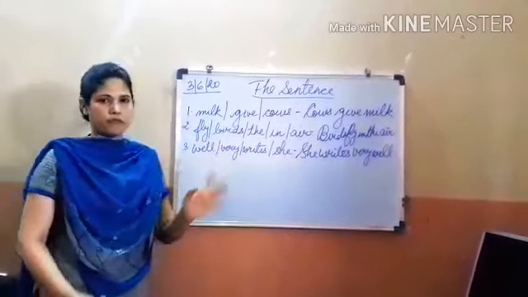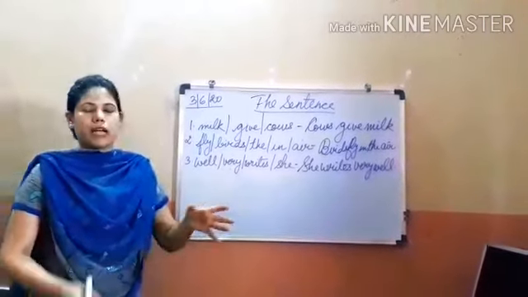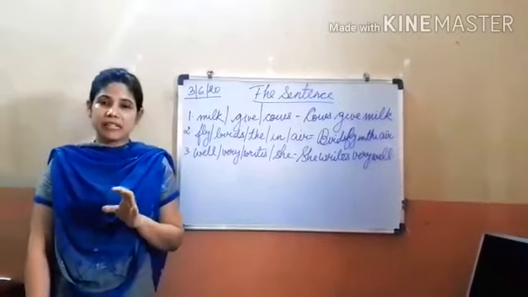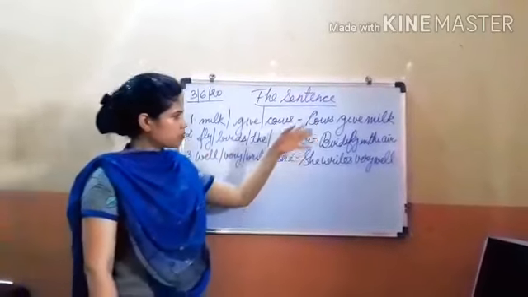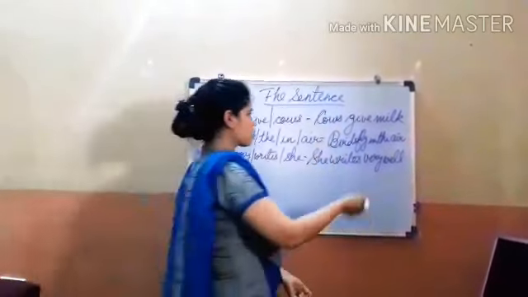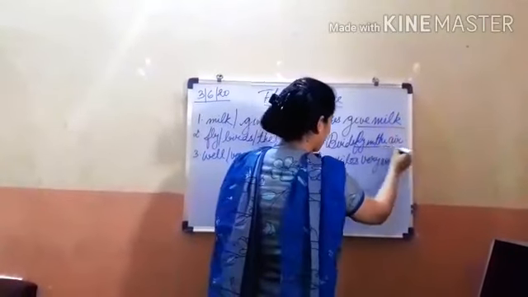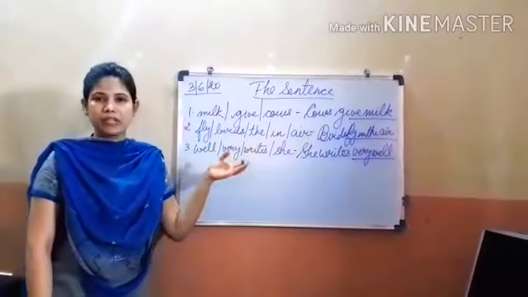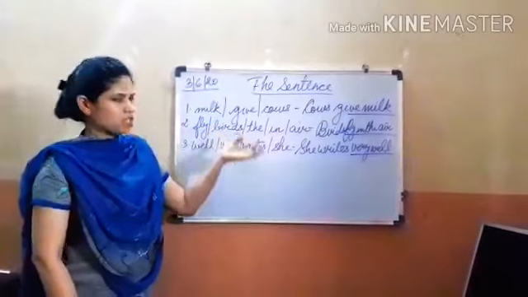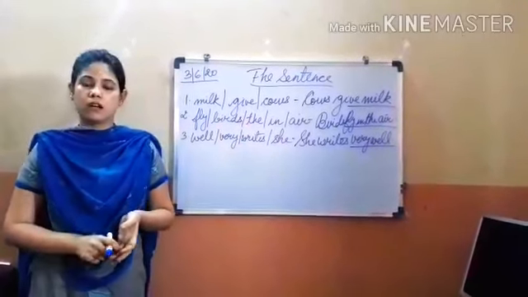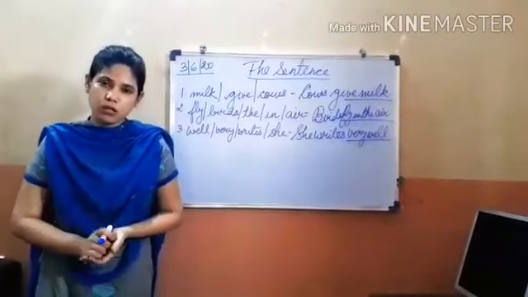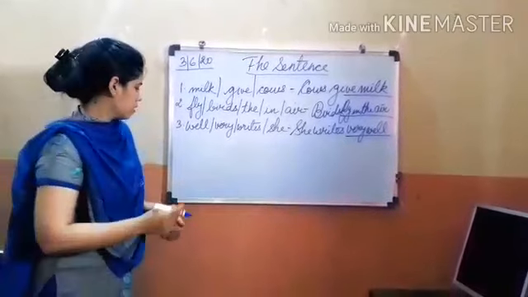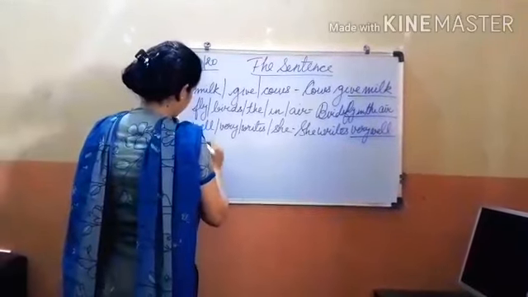But a sentence is different from a phrase. A phrase is also a group of words, but it never gives a complete sense. For example, in the same sentences that I have written here, if I just write give milk, fly in the air, very well, these are phrases, but they are not giving a complete sense. Sometimes the subject is missing, the verb is missing, or sometimes both are missing, but still it is called a phrase.